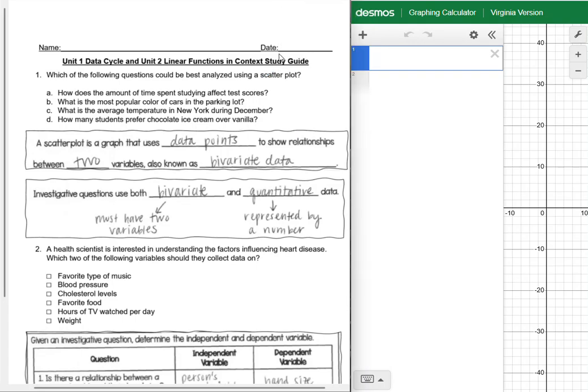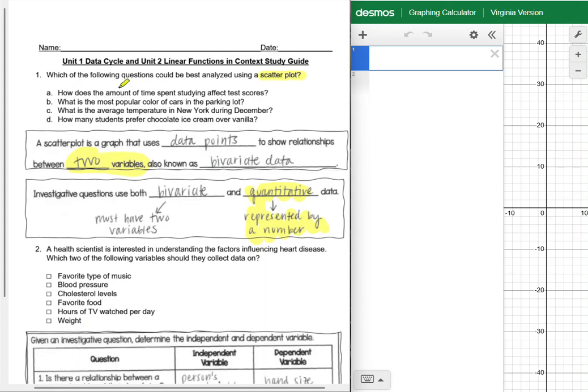Okay, so for a scatter plot, remember that we need to have two variables, okay? Which we also call bivariate data, but just make sure to have two variables. Also, the variables have to be quantitative, meaning that they have to be represented by a number, okay? So let's take a look.